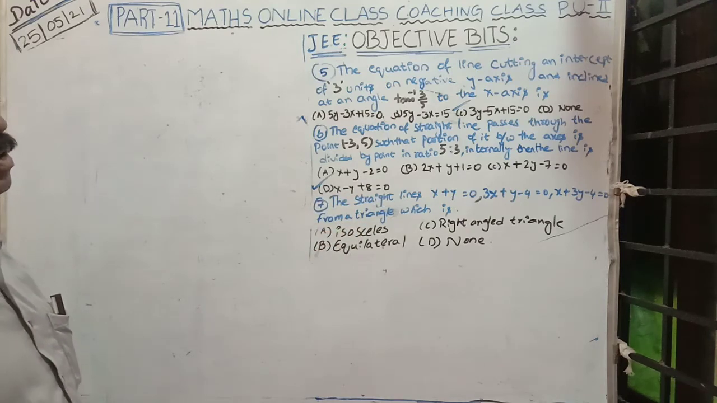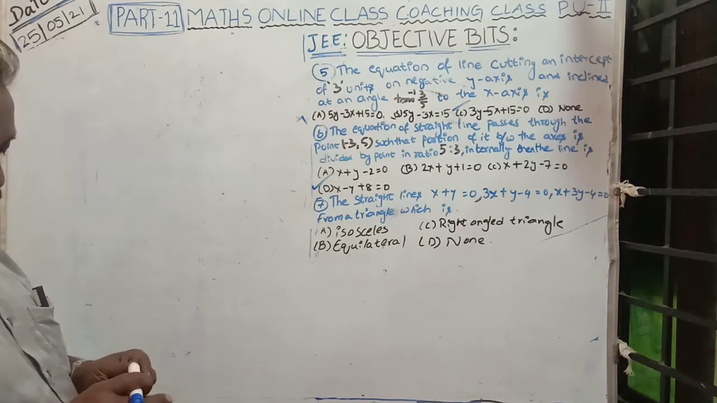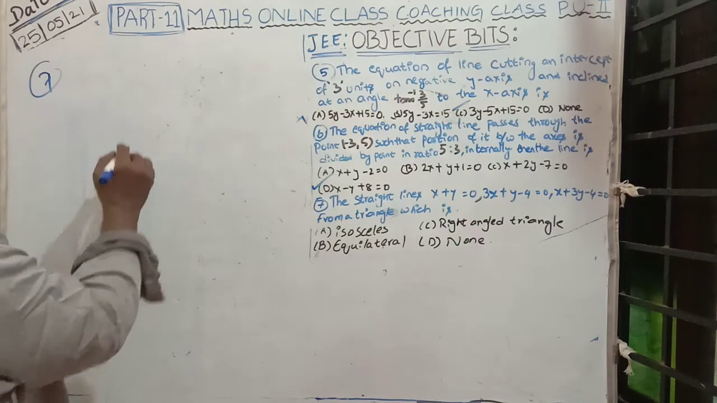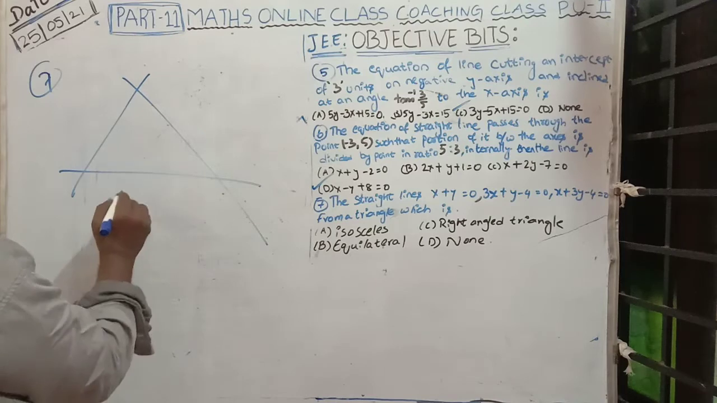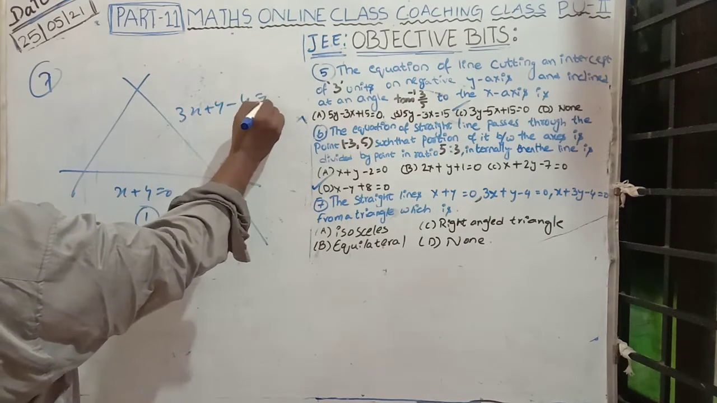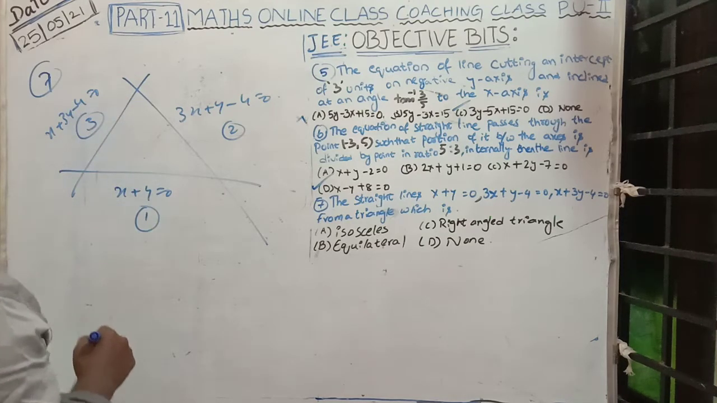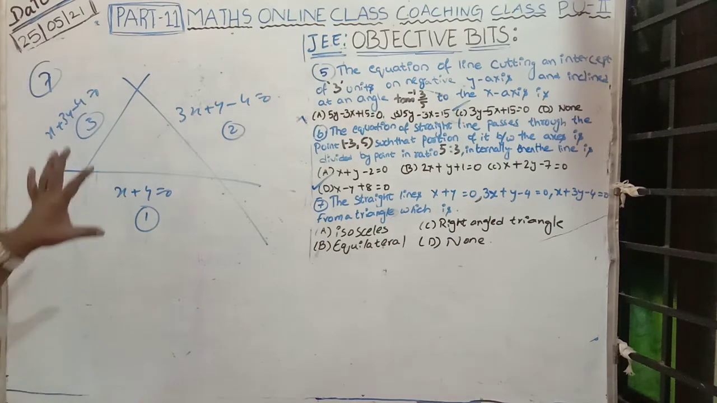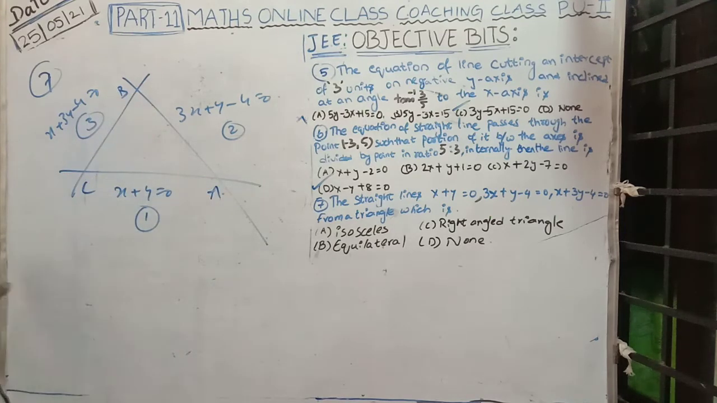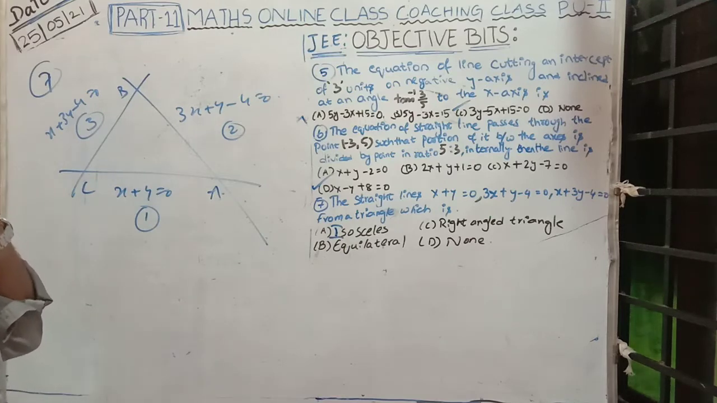Three lines are given: x plus y is equal to 0, 3x plus y is equal to 4, x plus 3y is equal to 4. They form a triangle. It's a very good problem. A triangle is there like this. First side is x plus y equal to 0, second line is 3x plus y minus 4 equal to 0, third is x plus 3y minus 4 equal to 0. I have to find whether the triangle ABC formed by these lines is isosceles, right angle, or equilateral.